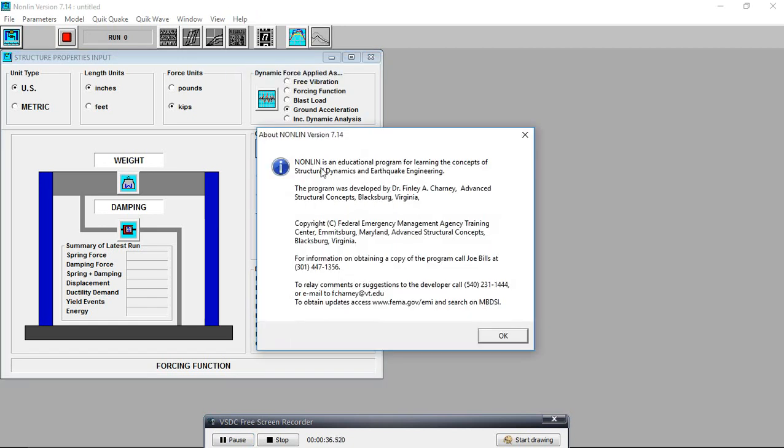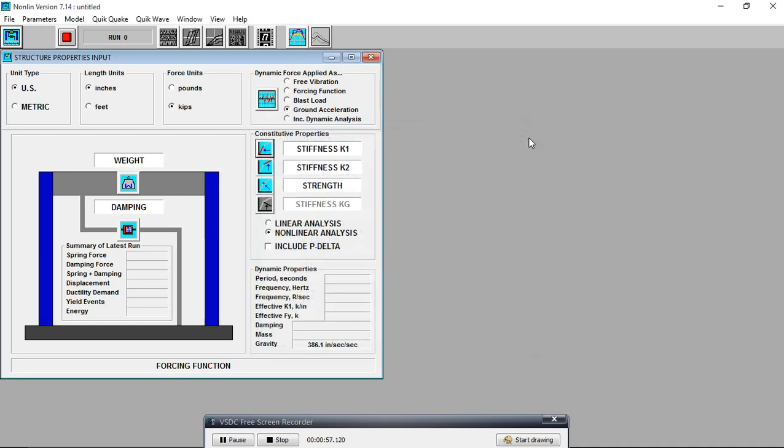First, about Nonlin. Nonlin is an educational program for learning the concepts of structural dynamics and earthquake engineering. This is very powerful software to understand structural dynamics. I am going to demonstrate one example.